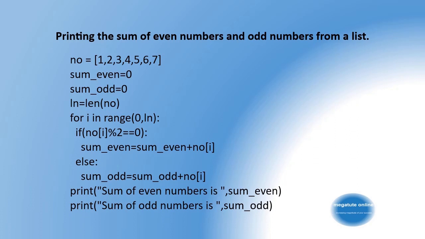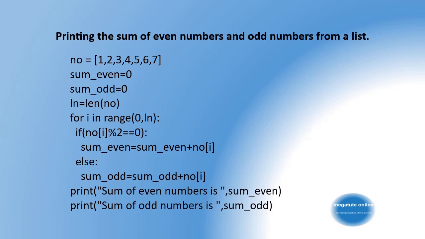Now that condition can be even odd, as I did here, or positive or negative. In positive negative case, you just have to say if NOI more than 0, then sum positive equals to sum positive plus NOI, sum negative equals to sum negative plus NOI. Not only positive, negative, even, odd, you can put any condition on the elements of the list. So this is the way you access every element of the list.